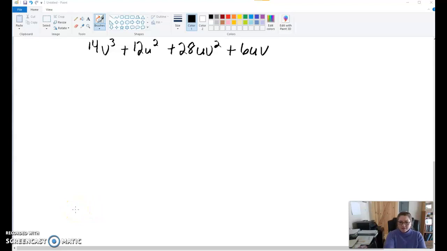So there's a lot of u's and a lot of v's, and that can get really overwhelming and kind of confusing. So the very first thing you always want to see is, is there a greatest common factor? Well, the first thing I'm looking at is our coefficients for all of these. We have 14, 12, 28, and 6. And I know that all 4 of those terms are going to be divisible by 2. So I'm going to start right away with factoring out 2.